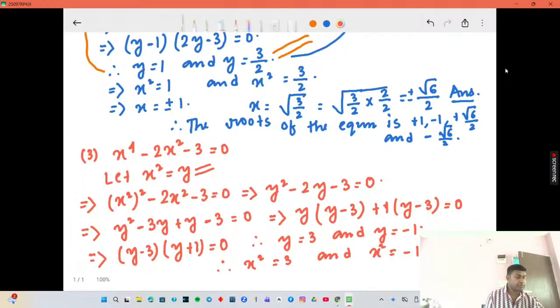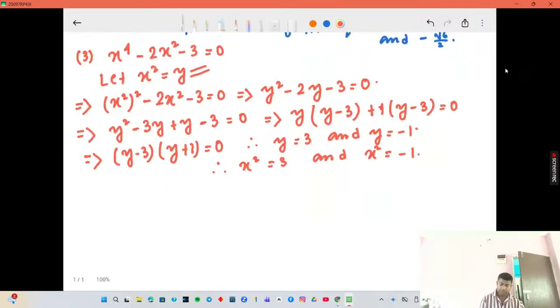Here I think the imaginary root will come. Why will the imaginary root come? Can anyone tell me in the chat box why the imaginary root will come? Now I will show you how the imaginary roots are coming.